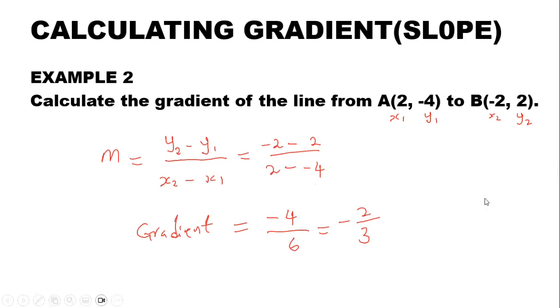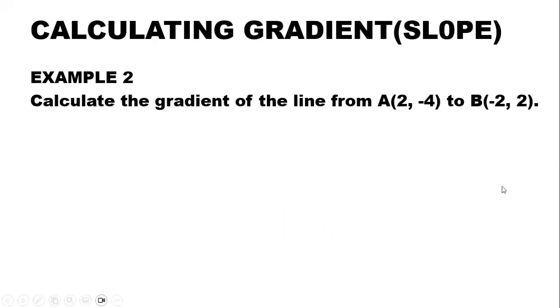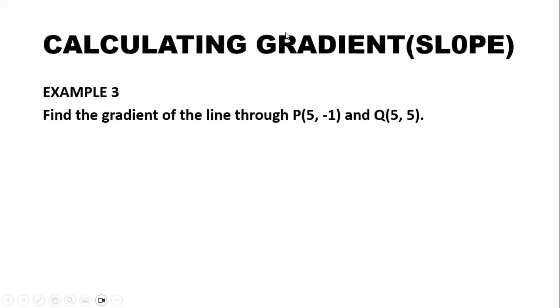Let's look at another example. Example 3. We are asked to find the gradient of the line that passes through point P and Q. So we quote our gradient formula. Gradient is equal to y2 minus y1 all over x2 minus x1. So it's important to always remember this. It's changing y over changing x. We can label our coordinates x1, y1, x2, y2.